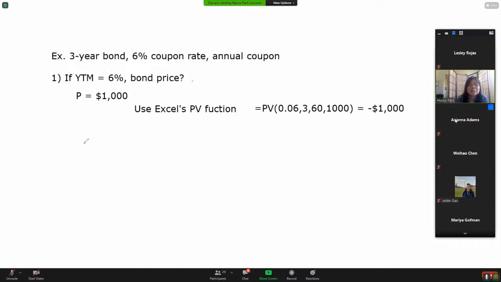So to find the present value, the bond price should be equal to the present value of all cash flows bondholders will receive. So what kind of cash flow does the bondholder receive? If you pay this bond price and purchase this bond, how much do you get after 1 year?